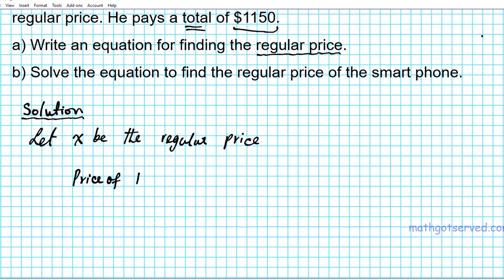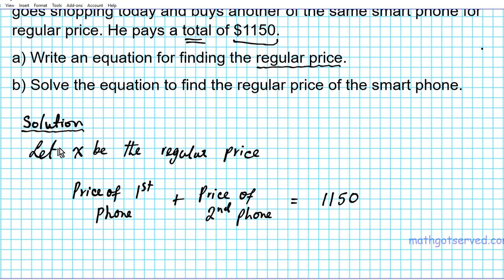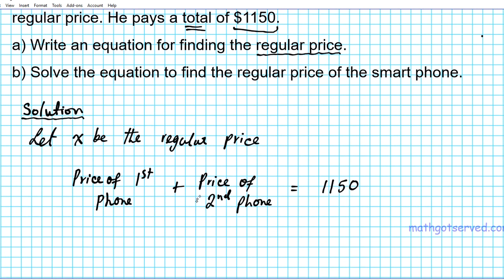of the first phone plus the price of the second phone. The total means you're adding, okay? The total is equal to $1,150. The first phone was the one that had a discount, and the price of the first phone, what he bought a week ago, is $500. Okay, so the price of the first phone is 500.